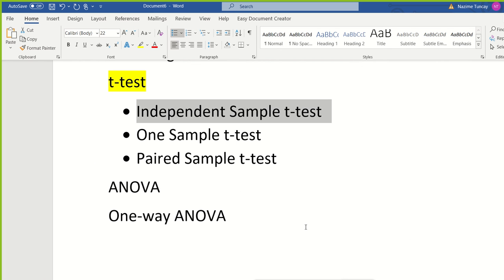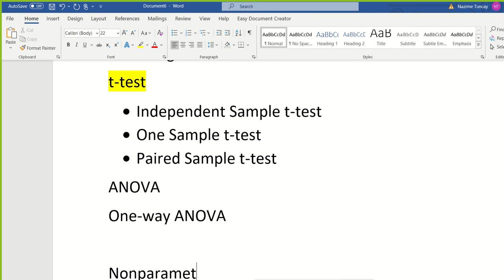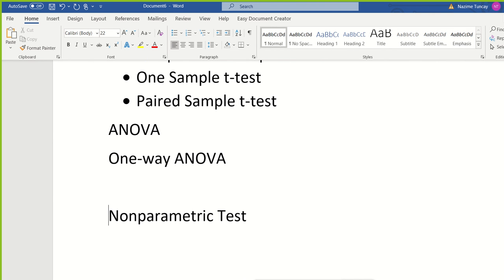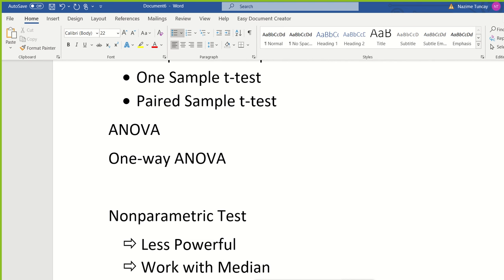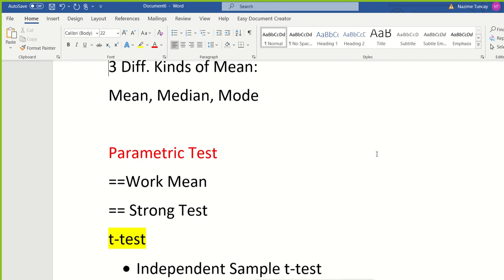So here, non-parametric tests are less powerful tests. We apply them when the conditions aren't satisfied, and they work with the median. Okay. Yes, and now we have seen that it's important to know the preconditions so as not to do it wrong.